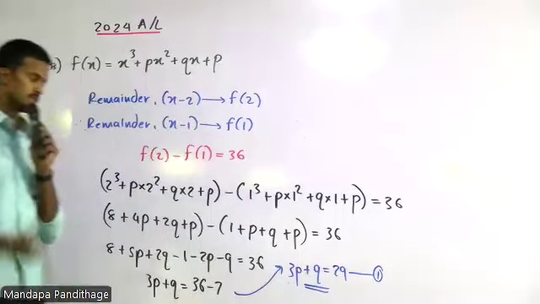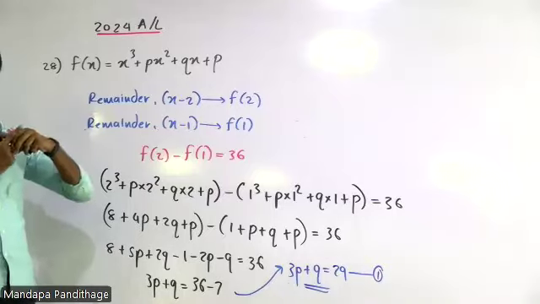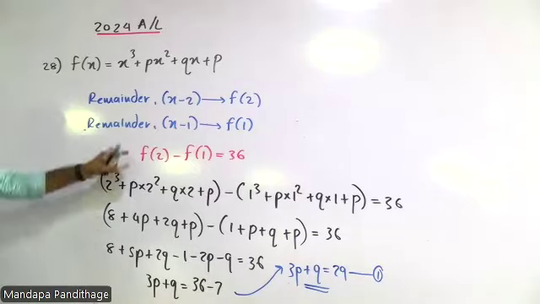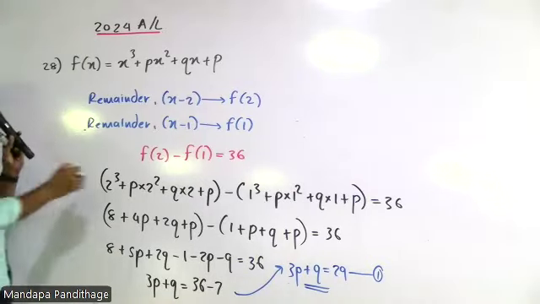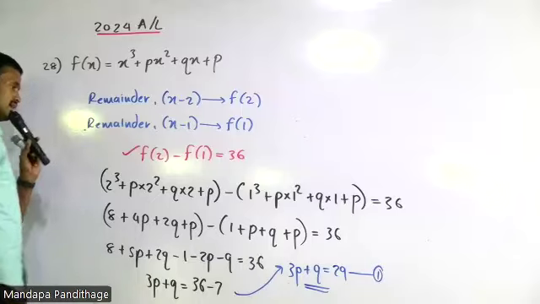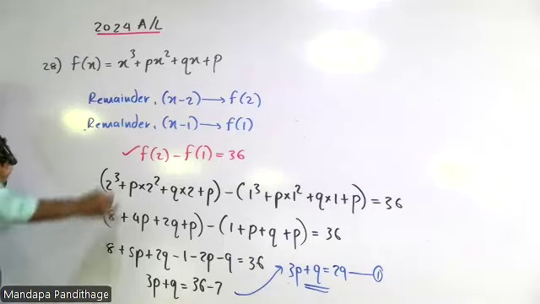Okay, hands up who got this equation, 3p plus q is 29. So you have to understand what they have given and write it in a mathematical way. What is given in English, you have to write it in a mathematical way.